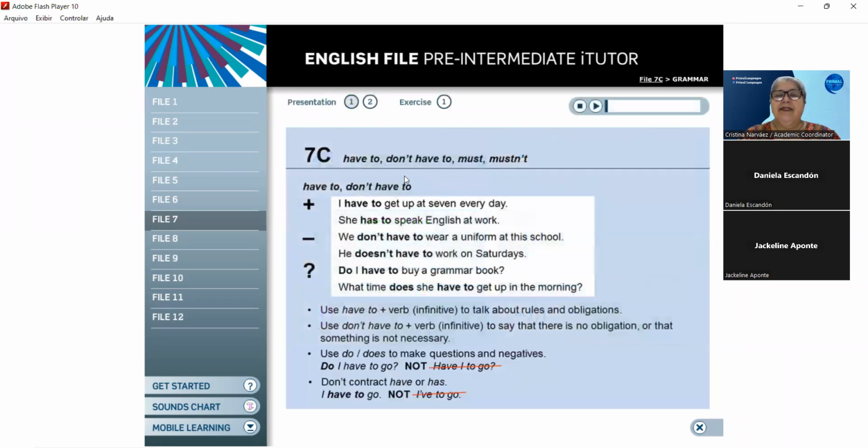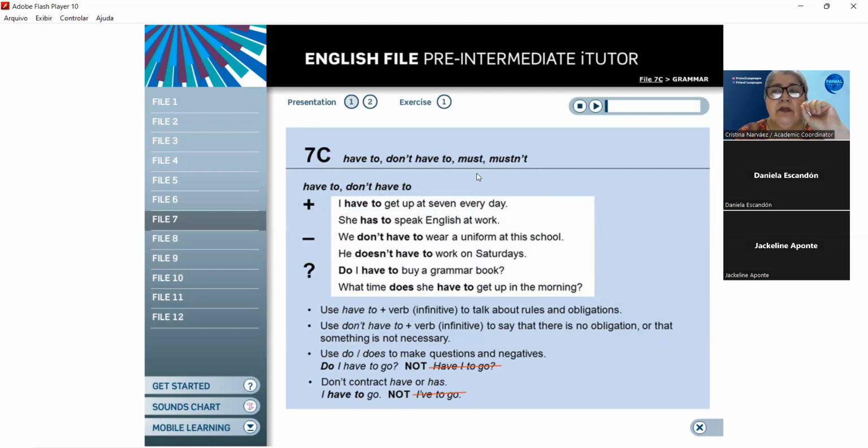Estas son bastante parecidas, okay? Bastante parecidas y con una pequeña diferencia. They are slightly different. Por ejemplo, have to significa obligación. Like you have to go to the dentist or you have to do your homework, etc. But it is used in a more general way, en una forma más general.